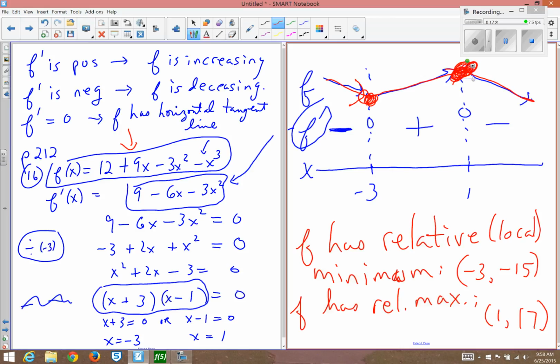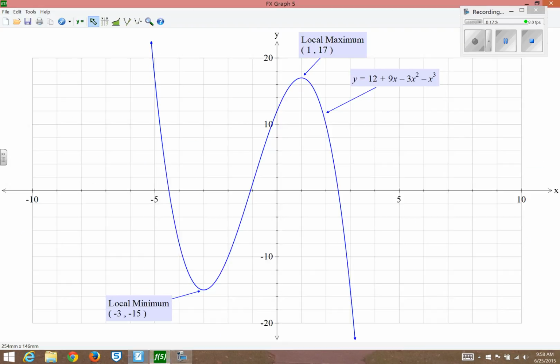And the graph, if you took the time to make the graph, you would see that it looks like this. This is y equals 12 plus 9x minus 3x squared minus x to the third. It decreases, then increases, then decreases. Where the graph changes from decreasing to increasing, we call a local minimum or relative minimum. And where the function changes from increasing to decreasing, the point where that changes is called a local maximum or a relative maximum.